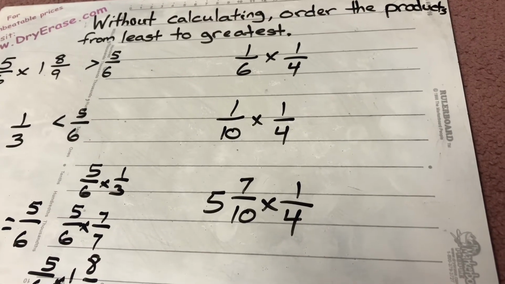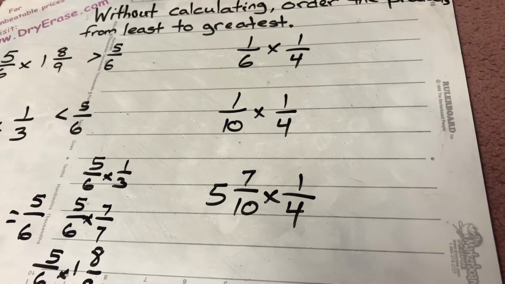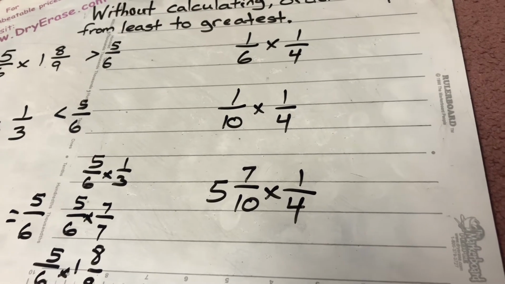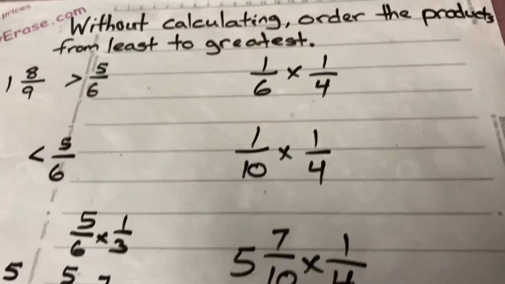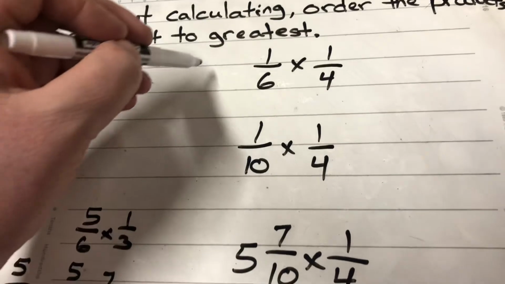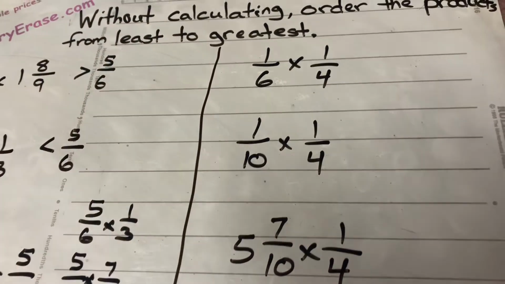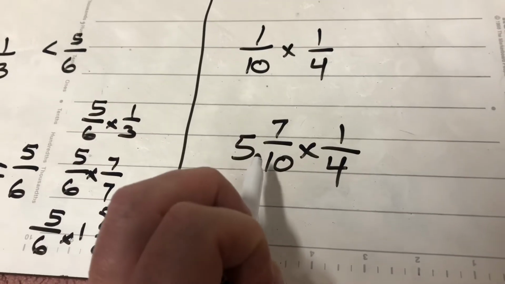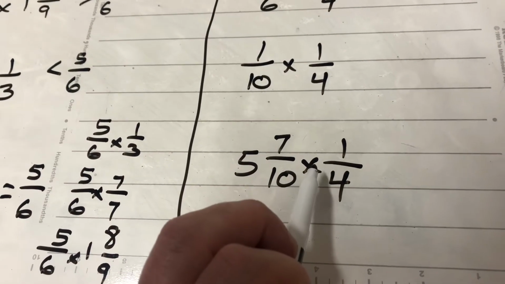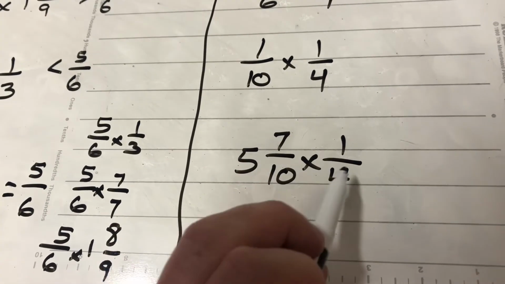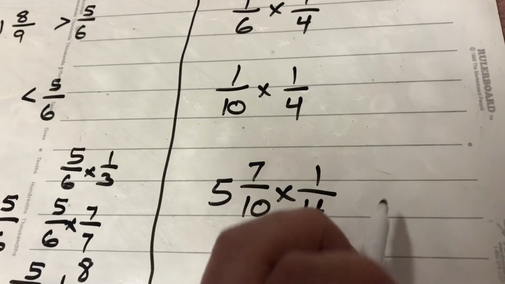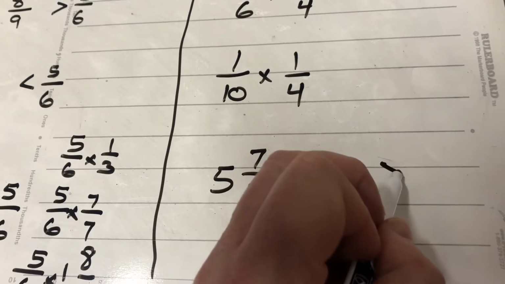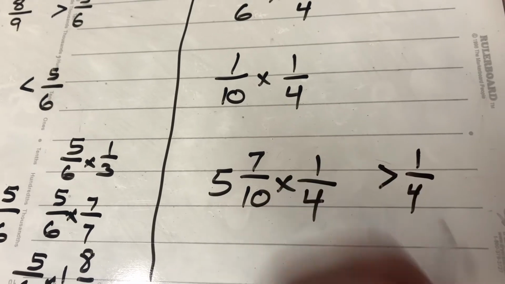All right. Well, our last one here, without calculating, order the products from least to greatest. 1/6 times 1/4, 1/10 times 1/4, 5 7/10 times 1/4. So the constant is 1/4. Well, when we look at these first two, it's a little different than the first one that we did. Let me put a line here. Here in this one, once again, we have 1/4 times 5 and 7/10. So I'm multiplying the 1/4 times something that's bigger than 1. So my 1/4 is getting bigger. So here my product is going to be greater than 1/4.